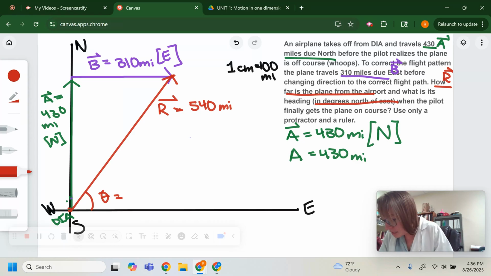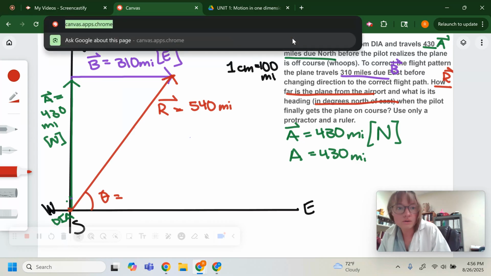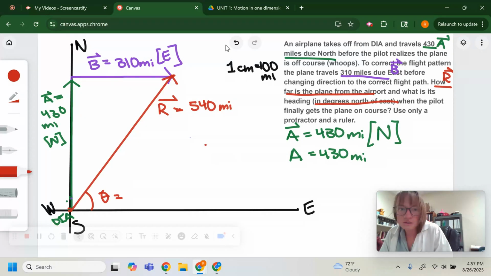And when I measure that angle on my protractor, oh gosh, don't click too much. Okay, sorry everyone.